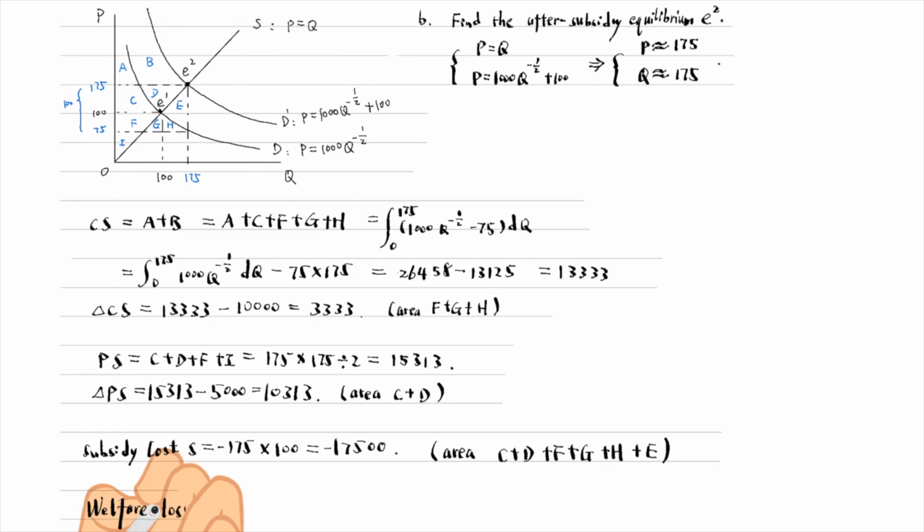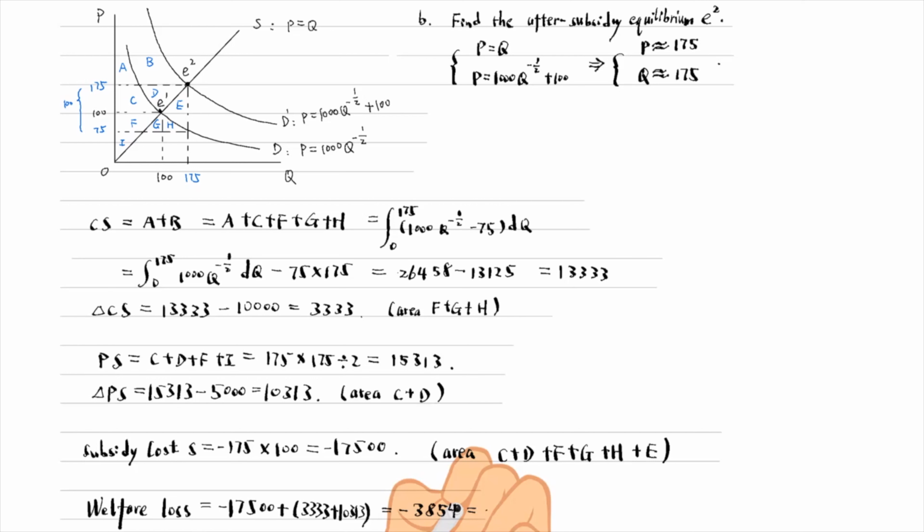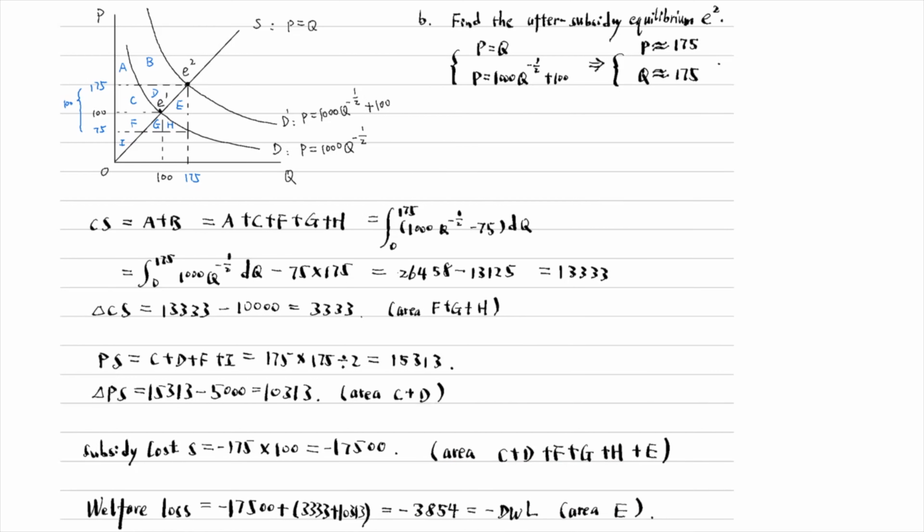The change in welfare is the sum of the changes in consumer surplus, producer surplus, and the subsidy cost. It is negative 3,854. The deadweight loss to society of the subsidy is 308,054. It is the small triangle area of E, the wedge between the firm's marginal cost and the actual price consumers pay.